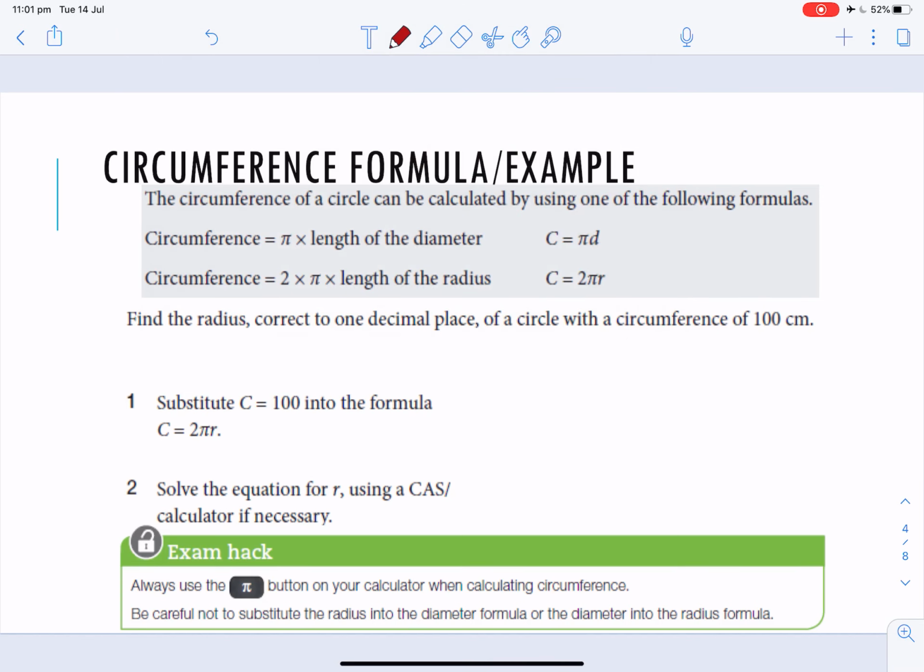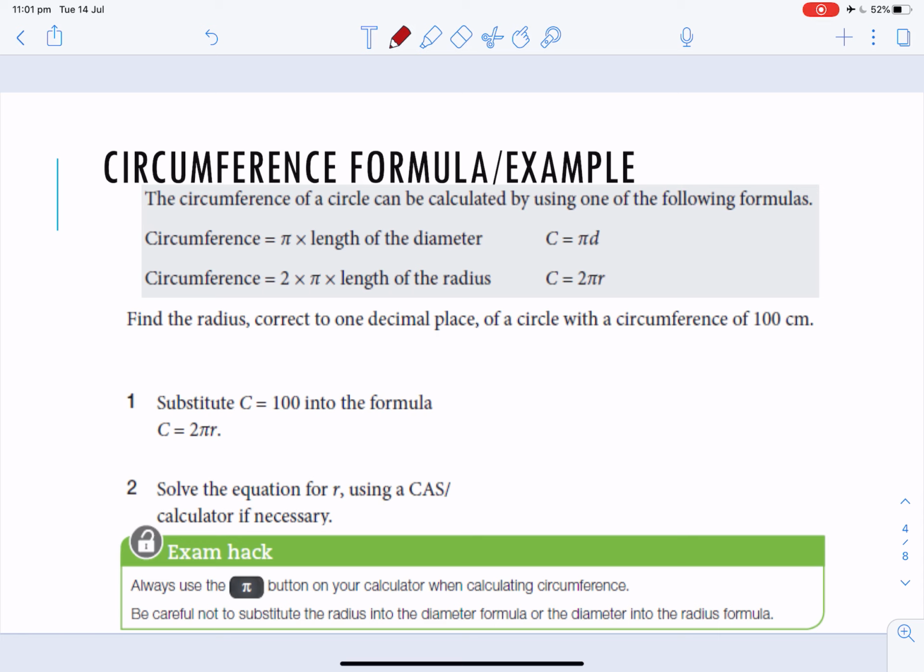So the circumference formula and an example. The circumference of a circle can be calculated by using one of the following formulas. The circumference is equal to pi times the length of the diameter, or the circumference is equal to 2 times pi times the length of the radius. So C equals pi d, or C equals 2 pi r.